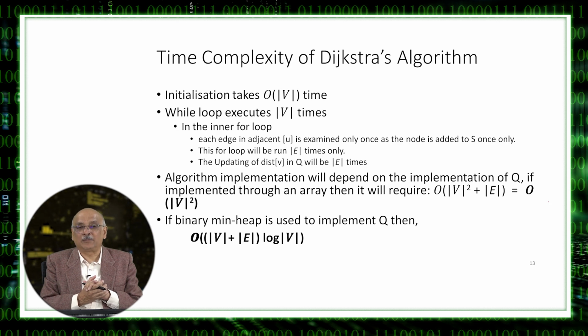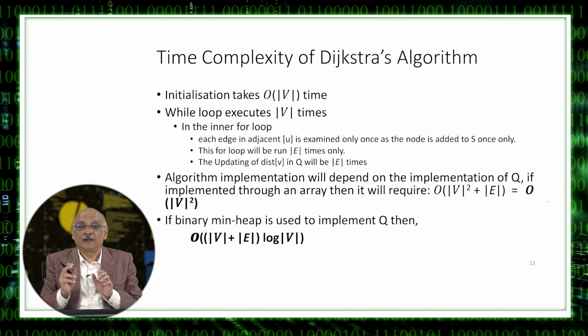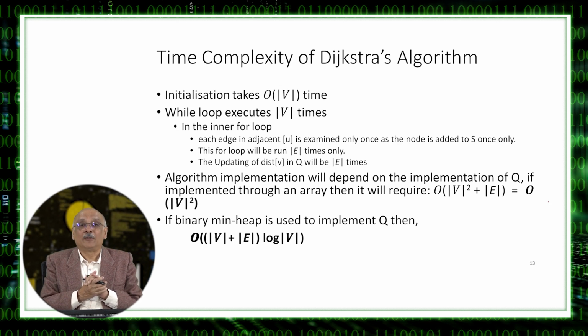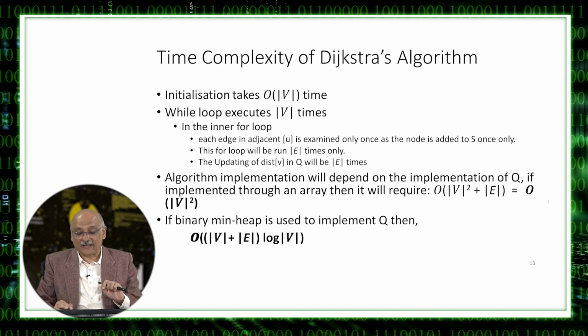So the algorithm's running time will depend on the implementation of the priority queue, that is Q. If you implement it through an array, then it will require order V square. Or if you implement that priority queue with the help of a binary heap, then it is overall V plus E, and the whole thing multiplied by log V. So that is the order when you are using Dijkstra's algorithm.